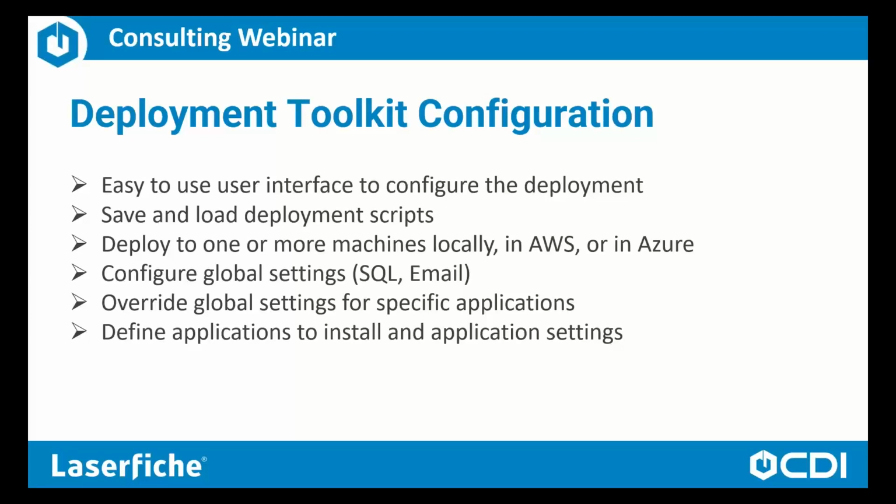You can deploy to one or more machines locally, in AWS, or in Azure. We have the ability to configure global settings such as SQL and email. We can override these settings for specific applications. And we can define the various applications to install and the settings to use for installation.